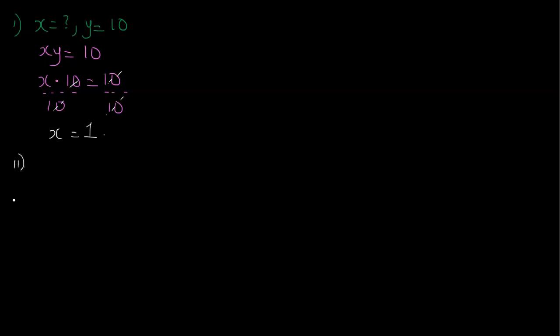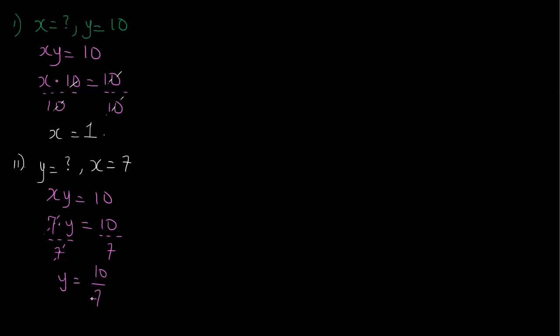For the second one, we're asked to obtain the value of y when x is equal to 7. Of course, we know that the formula connecting x and y is xy equals 10. Substituting x equal to 7, we get 7 times y equals 10. To obtain y, we divide both sides by 7. 7 cancels 7 on the left. So we see that y is equal to 10 over 7. This is the value of y.